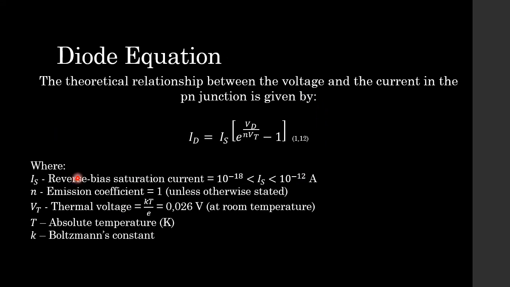And finally, students, the most important slide of this entire lecture, the diode equation. The theoretical relationship between the voltage and current in the PN junction or diode is given by equation 1.12. Take note of this equation, because in the next lecture we're going to be using it to actually solve diode circuits. But before we do that, let's do a quick exercise.